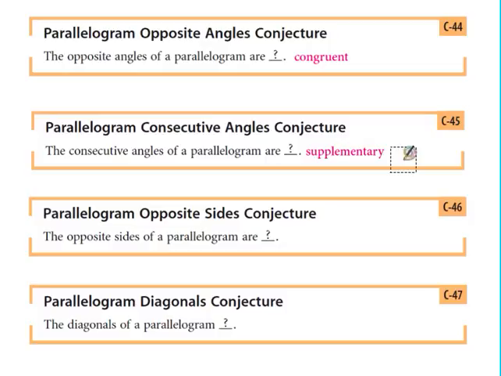The opposite sides of a parallelogram are congruent. And the diagonals of a parallelogram do what? Bisect each other. Okay, so I'll let you get those down and then we'll move on.